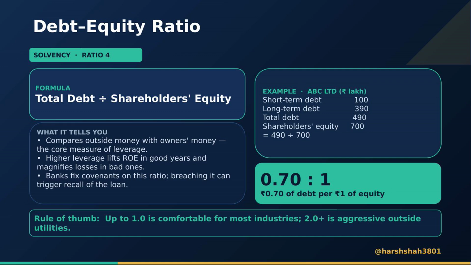Now here's something worth pausing on. Higher leverage actually lifts return on equity in good years, but it magnifies losses in bad years too. It cuts both ways, and this matters practically too. Banks often set loan covenants directly on this ratio, so if a company breaches it, that can actually trigger a loan recall. As a rule of thumb, up to 1.0 is comfortable for most industries.